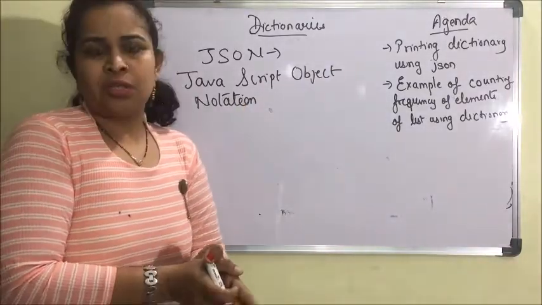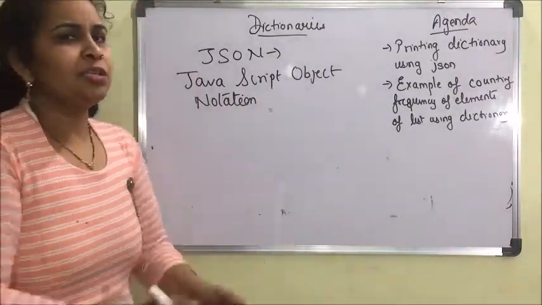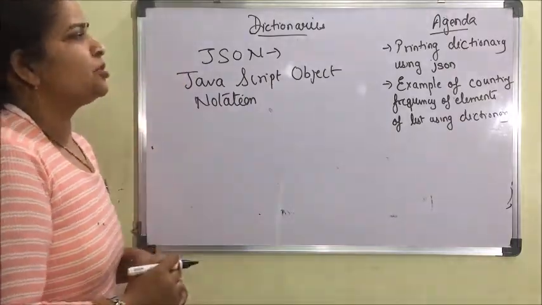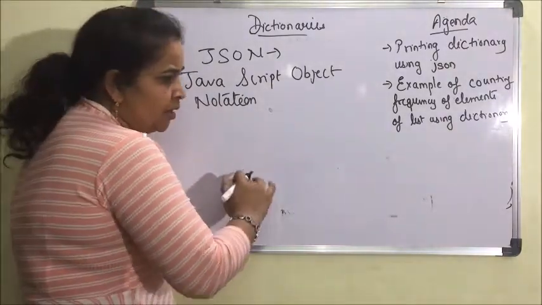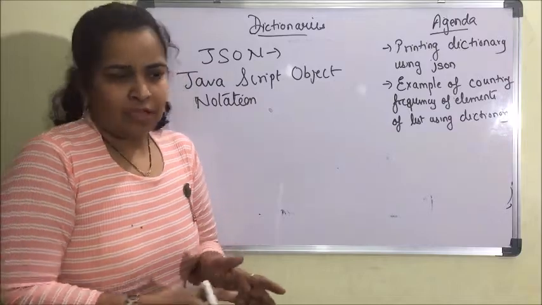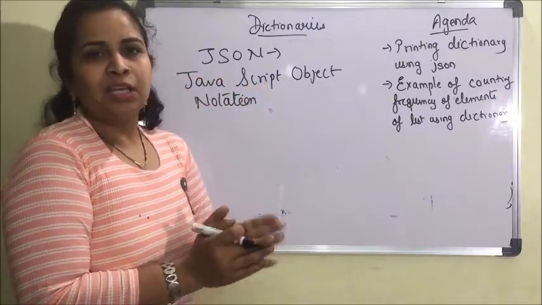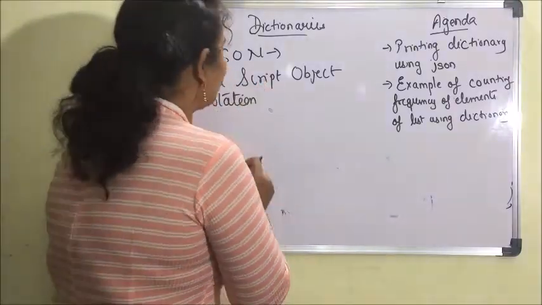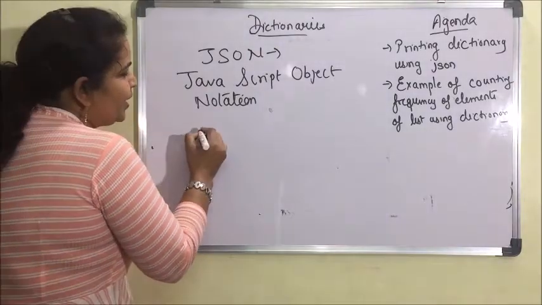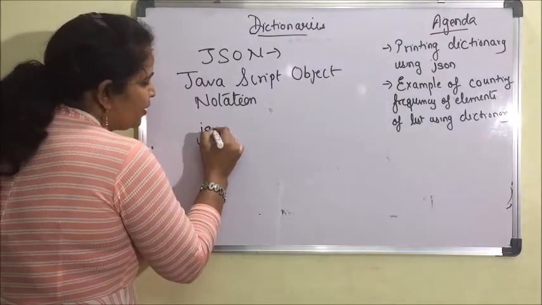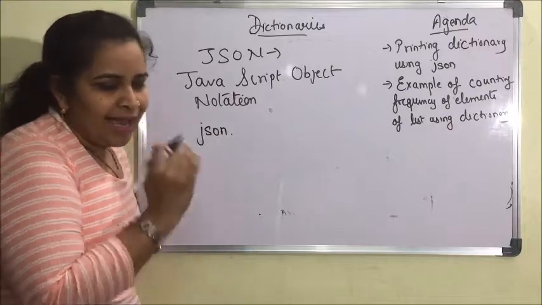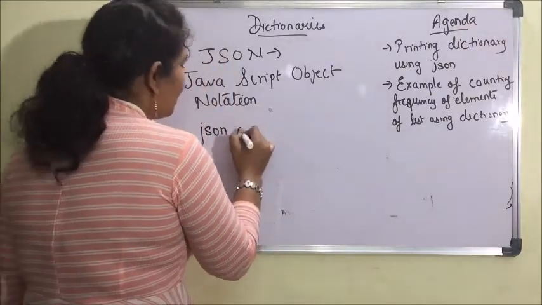It is used when the dictionary is too large. When the dictionary is too large, it is not organized in a proper way, so it is very difficult to read the dictionary. In that case, we can use JSON. Simply, JSON has a function that is dumps.